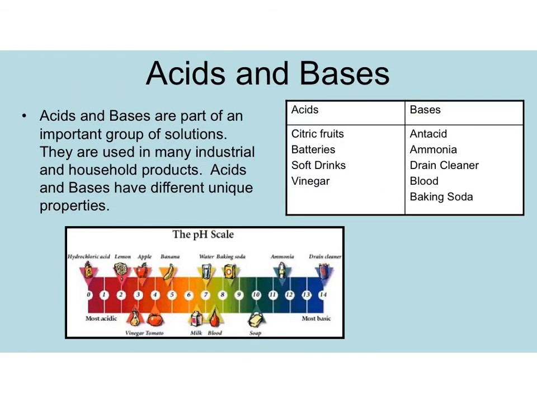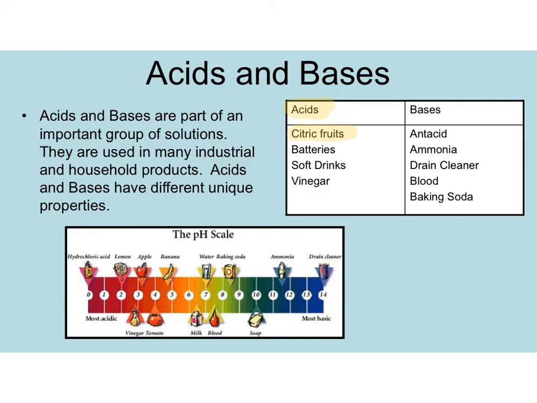All right. Now, some differences between acids and bases, or again, just some more examples of the two types. So acids and bases are an important part of a group of solutions. They are used in many industrial and household products. Acids and bases have different unique properties. So if we look at some examples of acids, okay, these are things like citrus fruits. So a lot of the fruits that we have have an acidic component to them.